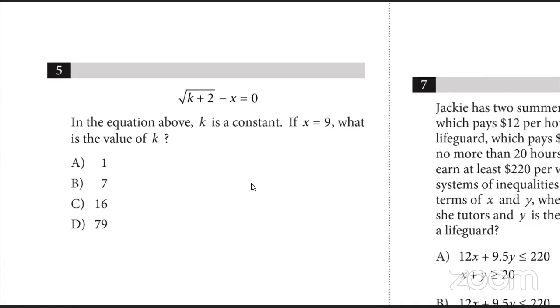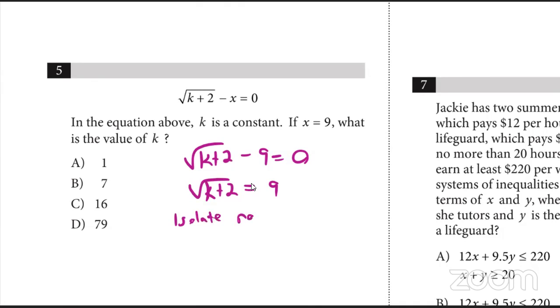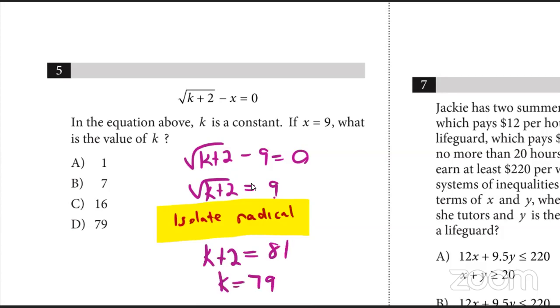Number 5. Number 5 is telling us that x equals 9. So let's plug that in. Square root of k plus 2 minus 9 equals 0. Add 9 to both sides just to get the radical by itself. On a radical equation, you want to isolate the radical, and that'll allow you to square both sides. So now we can square both sides. It'll give us k plus 2 on the left and 81 on the right. Take away 2 from both sides. We'll get 79. And the answer to number 5 is D, 79.